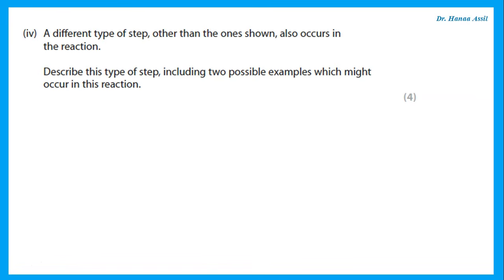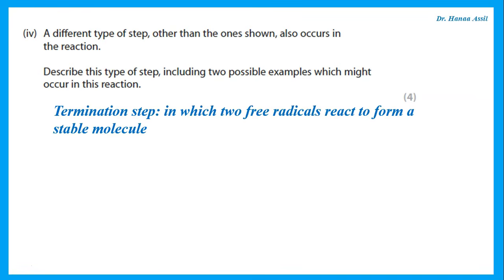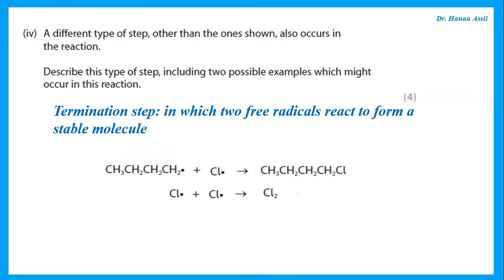We already talked about what? Initiation step, propagation step. What's the third step that we haven't talked about? Termination step. We said the third type of step is the termination step, in which two of the free radicals react together to form a stable molecule. So any of the free radicals could join together to form a stable molecule, and that ends the chain reaction. So I could have these two as examples of reaction between two free radicals to form a stable molecule in the termination step.